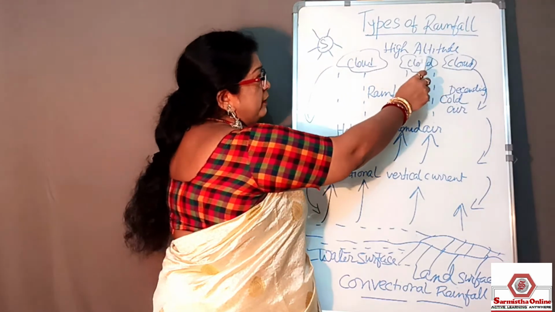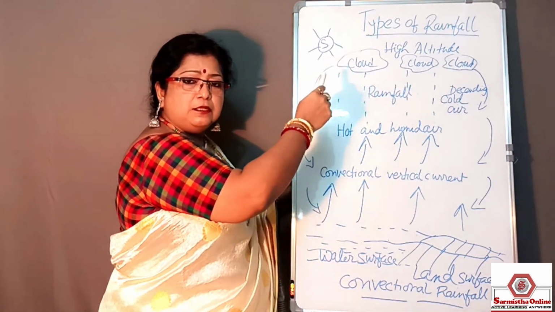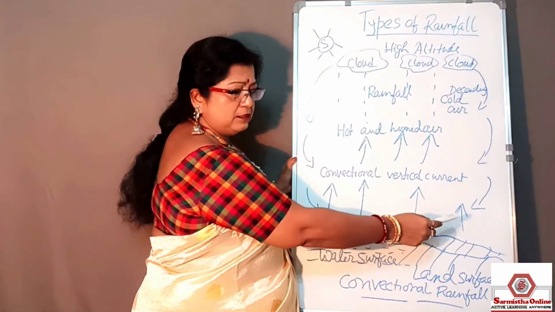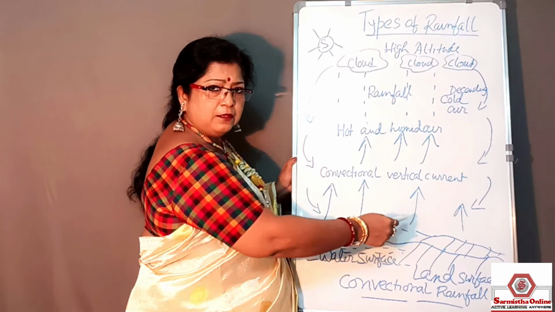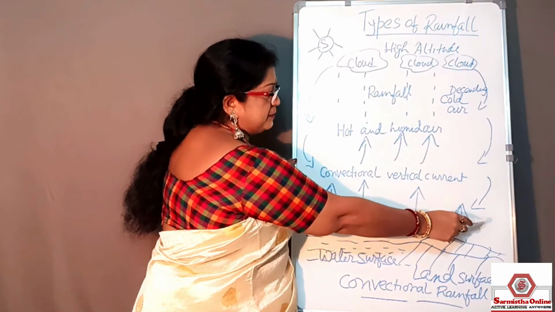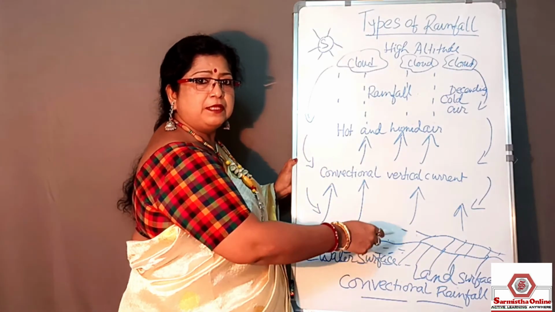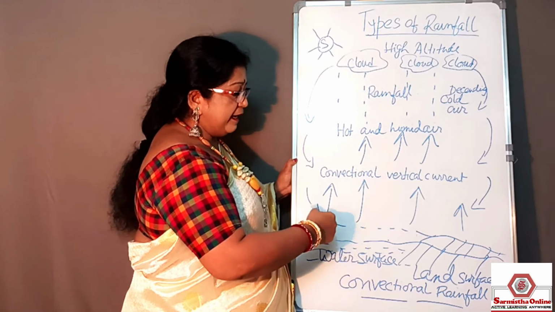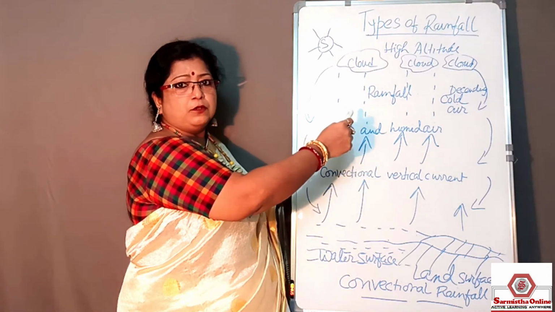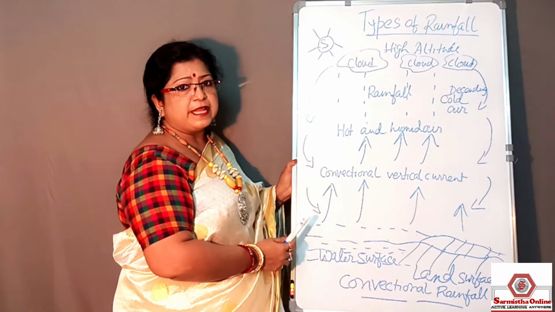And the cold air, which was occupying the high altitude region, now once the vertical current goes up, naturally the ground level becomes empty, and the cold air comes to the lower surface of the atmosphere and occupies the empty region, and again it gets heated and again the vertical current is formed. So this is the cycle of how the convectional rainfall takes place.